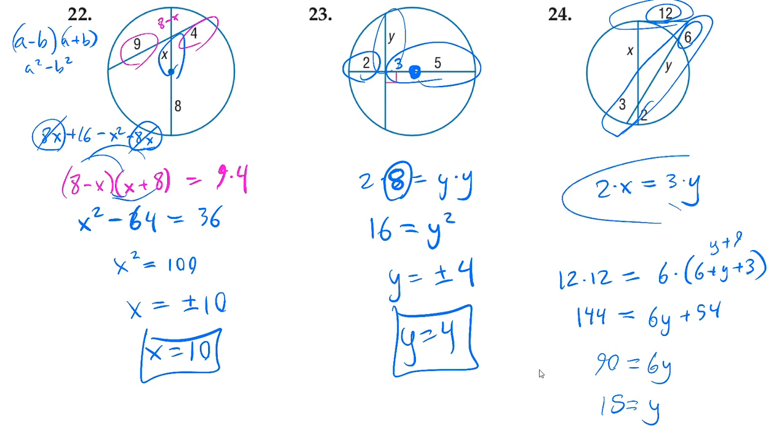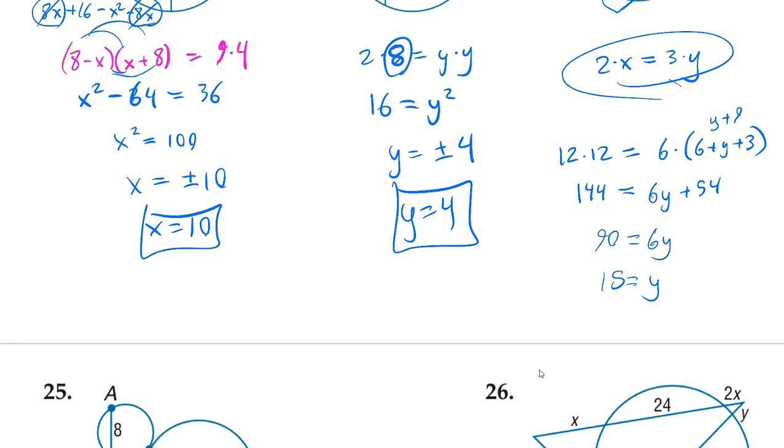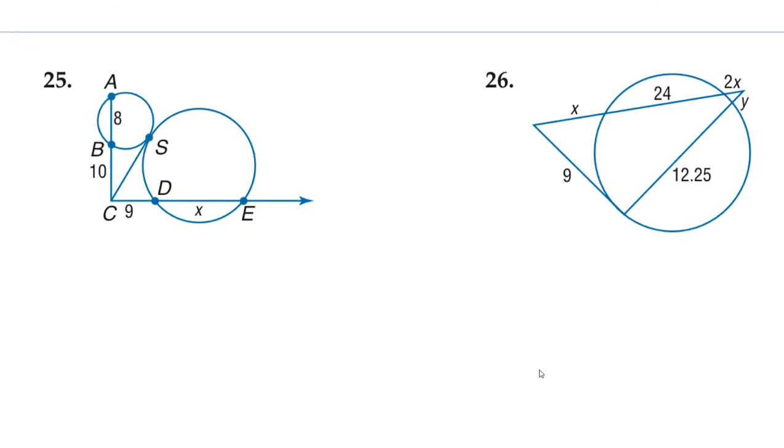Now we go back and plug it into our first equation, and we get, whoops, we don't have a lot of room. We get 2x equals 3 times 15, or 2x equals 45, or x equals 22.5. All right, let's do another one.